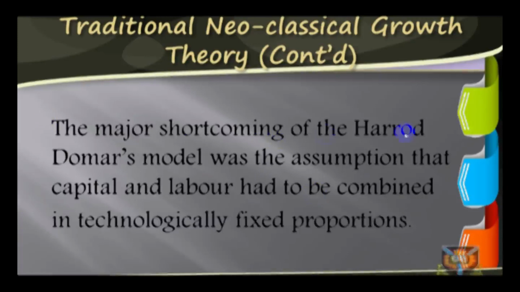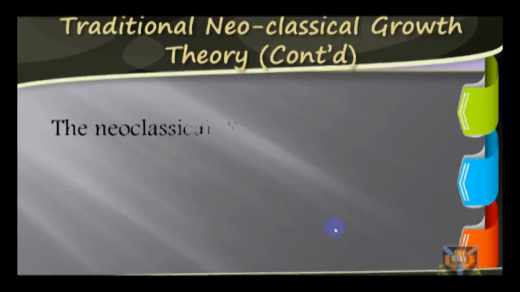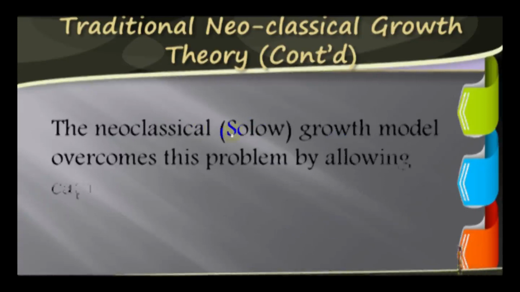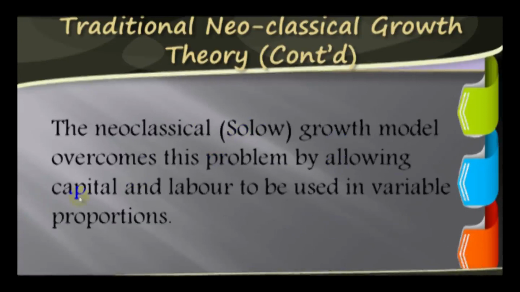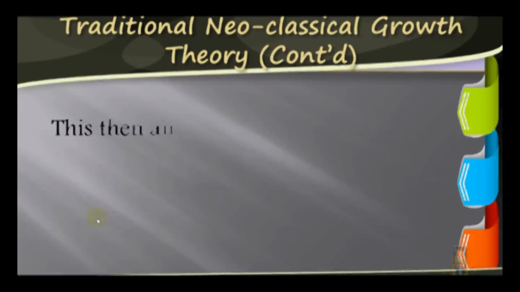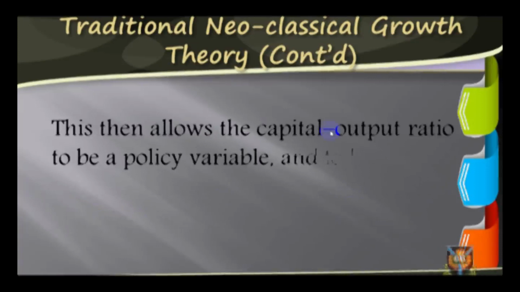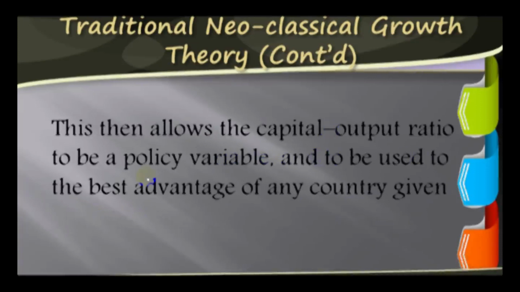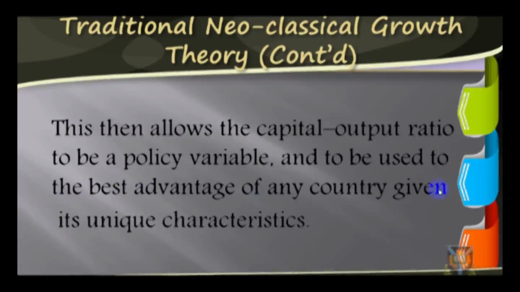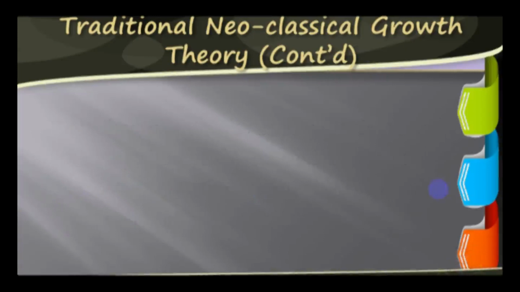The major shortcoming of the Harrod-Domar model, which caused the knife-edge problem, was the assumption that capital and labor had to be combined in technologically fixed proportion. The neoclassical growth model overcomes this problem by allowing capital and labor to be used in variable proportion. This then allows the capital-output ratio to be a policy variable and to be used to the best advantage of any country given its unique characteristics.